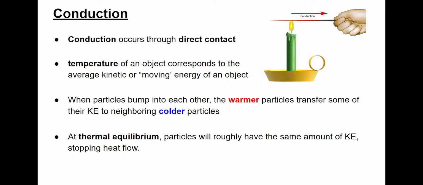Conduction occurs through direct contact. Temperature of an object corresponds to the average kinetic energy of an object. And when particles bump into each other, the warmer particles transfer some of their kinetic energy to neighboring colder particles. And at thermodynamic equilibrium, particles will have roughly the same amount of kinetic energy and heat flow stops. Conduction is the most efficient mode of heat transfer. The next one I want to talk about is radiation.